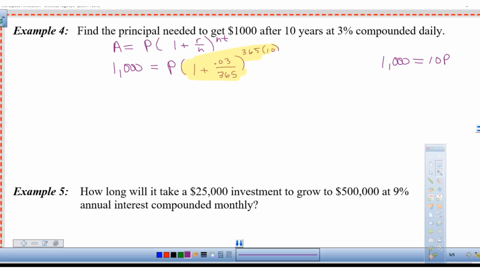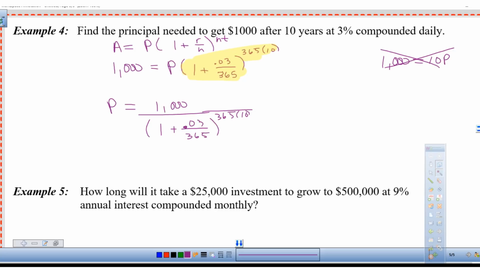How would I solve that for P? Divide by 10, okay? So it's clearly not a 10, but it's going to be something kind of complicated over there. So it's going to be P equals 1,000 divided by all that stuff. 1 plus 0.03 divided by 365 raised to the 365 times 10. Now I'm going to give you some advice, okay? See that bottom stuff? I'm going to put it in my calculator on its own, and I'm going to store it. Then I'm going to plug it into the formula. I think it's just going to be so much easier that way.